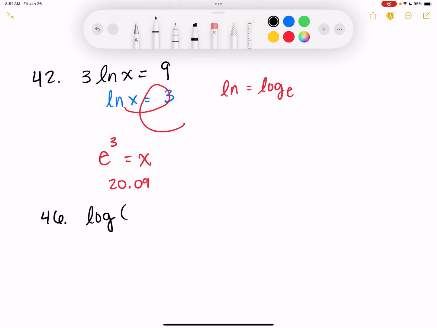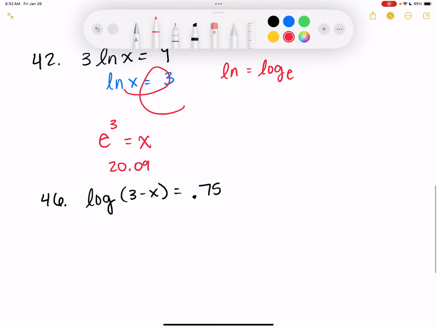Log of 3 minus x is equal to 0.75. This will make y'all pay attention because I know you want cookies. Alright, so start here. What base is on this? It's not written, so what do I know it is? 10 raised to the 0.75 equals 3 minus x.